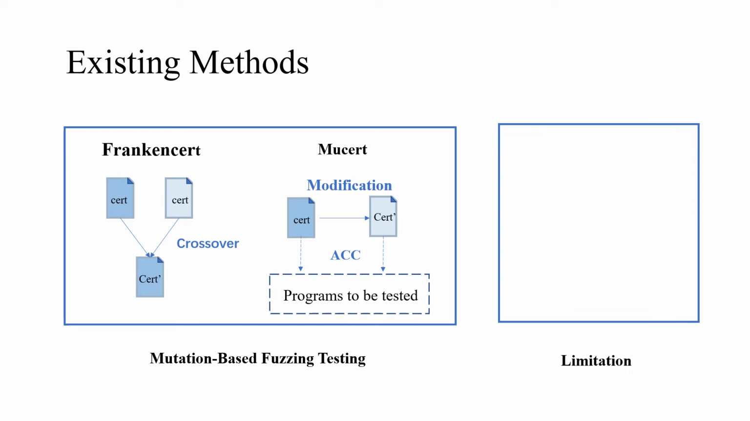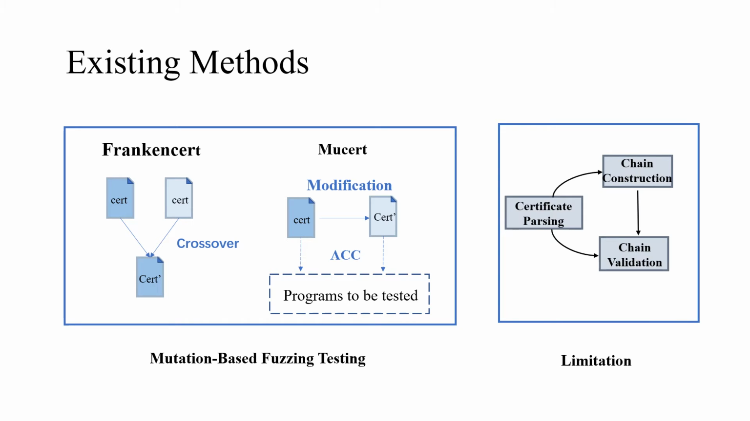However, there are two limitations here. Firstly, three components are interleaved with each other, making it difficult to deeply test the certificate validation. Secondly, both TransCert and MuCert take some random strategies to mutate certificates, expecting the test suite to be diverse and some corner cases to appear by random. Thus, it cannot guarantee the diversity of the test certificates.